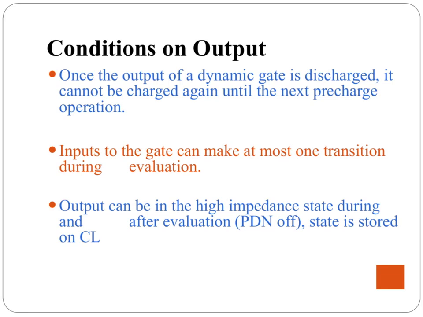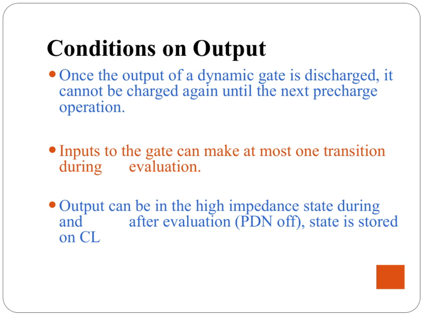First, once the output has been discharged, it cannot be charged again until the next pre-charge operation occurs. This is an important behavior to keep in mind because it defines the timing and operation cycle of the gate. Next, the inputs to the gate are limited to making at most one transition during the evaluation phase. This restriction helps ensure stable and predictable operation.